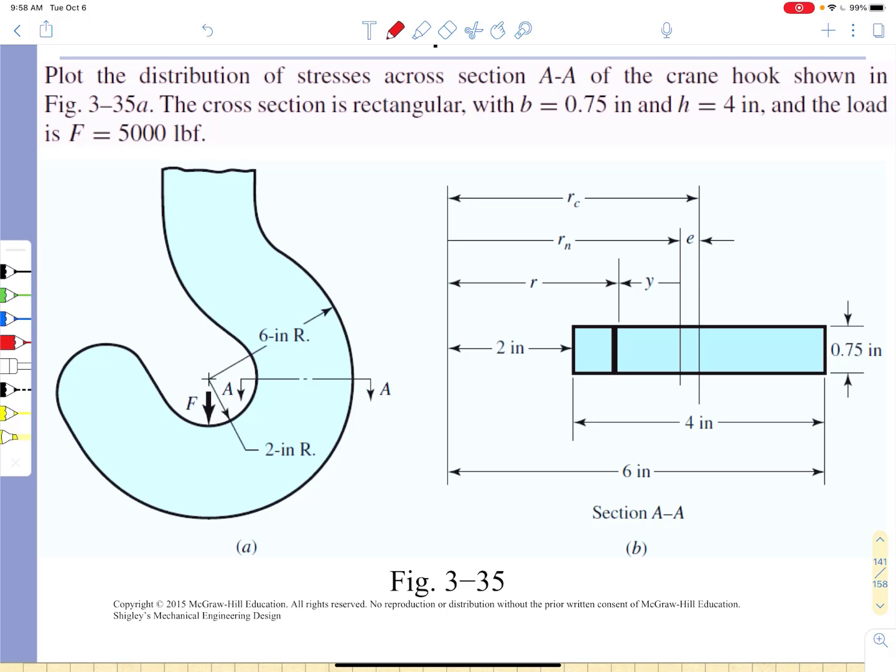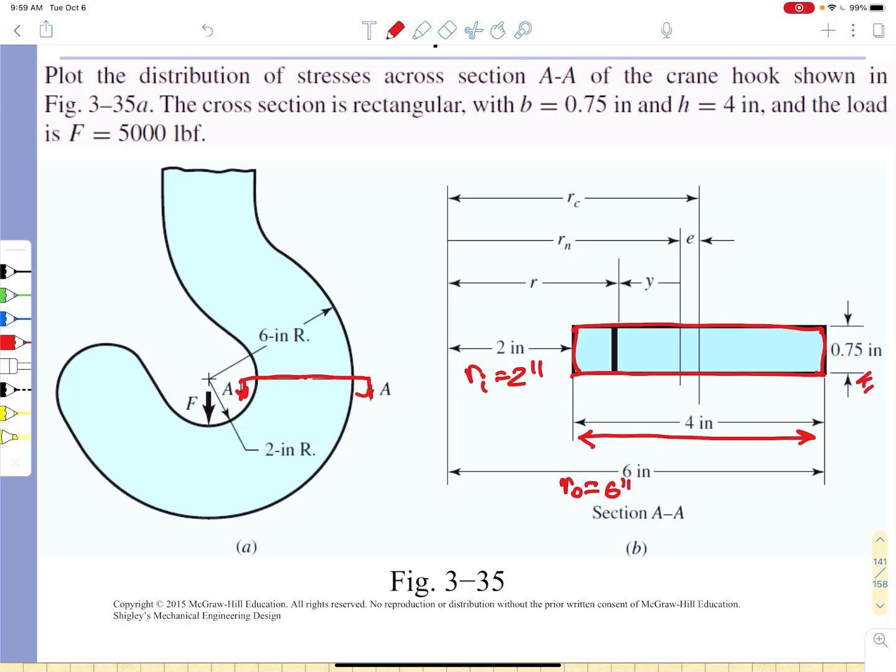This is a good time to do an example problem, and this is an example problem from the Shigley textbook, where we consider the stresses through section AA in a curved crane hook, and the cross-section area, however, of that crane hook is rectangular. It is of a width 0.75 inches, and it spans a 4-inch length from inside to outside. So in this case, our ri is 2 inches and our ro is 6 inches.